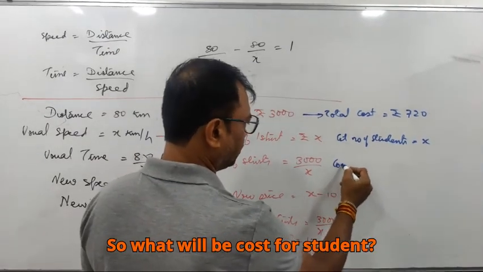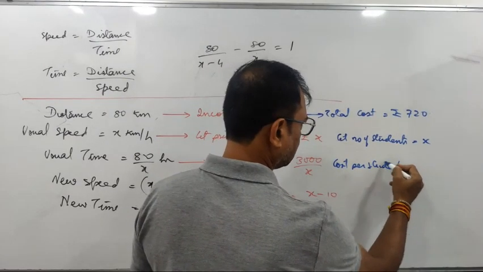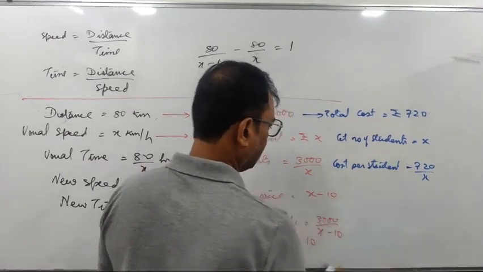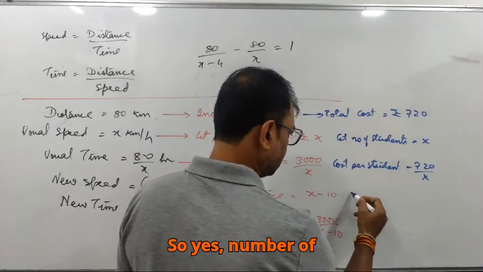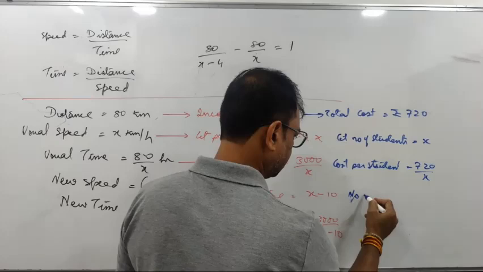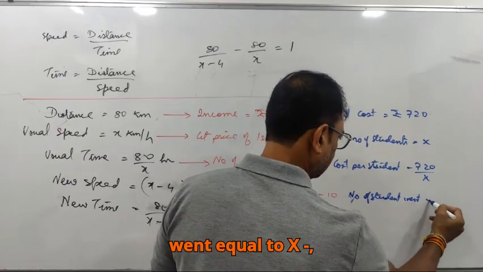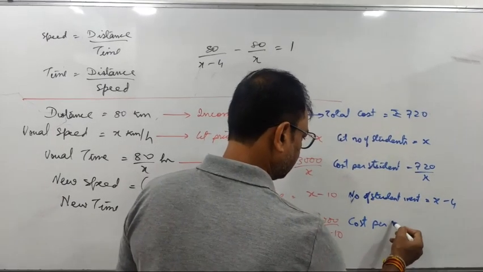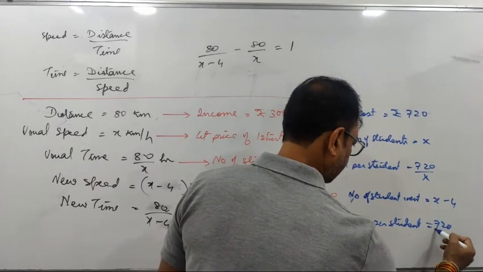So what will be the cost per student? 720 upon x. So now how many students failed to go? 4. So yes, number of students who went equal to x minus 4. So now what will be the cost per student? 720 upon x minus 4.